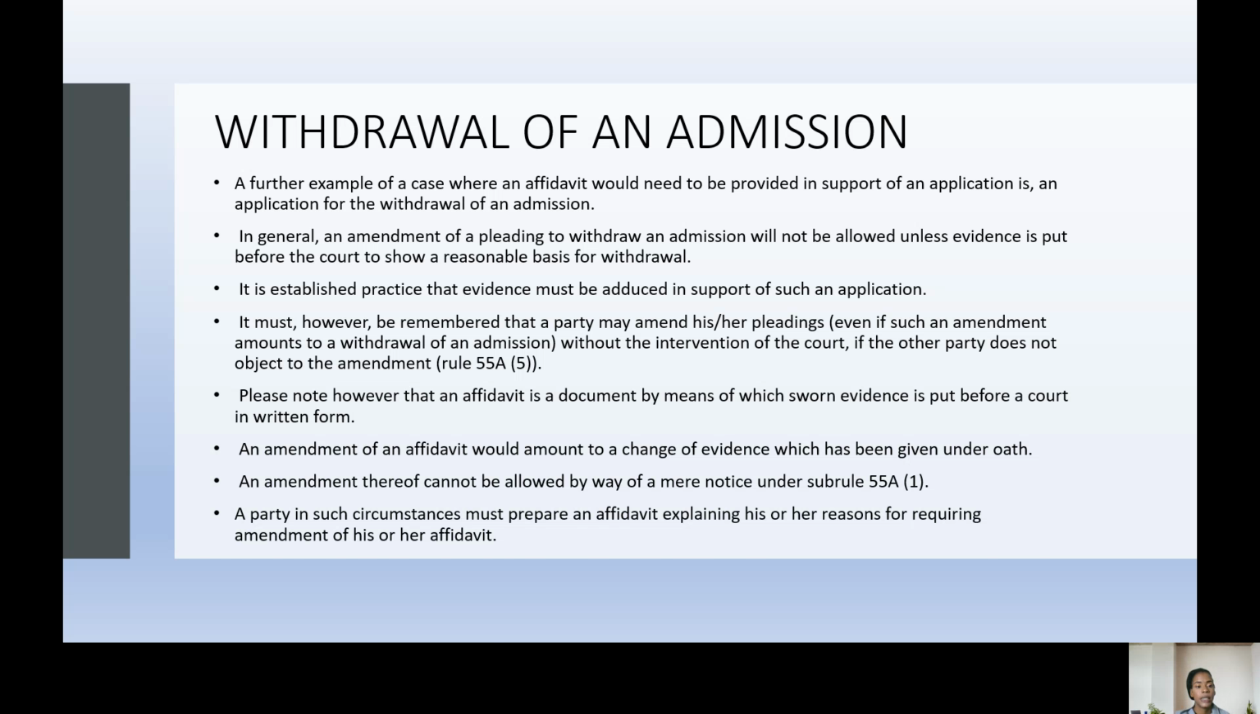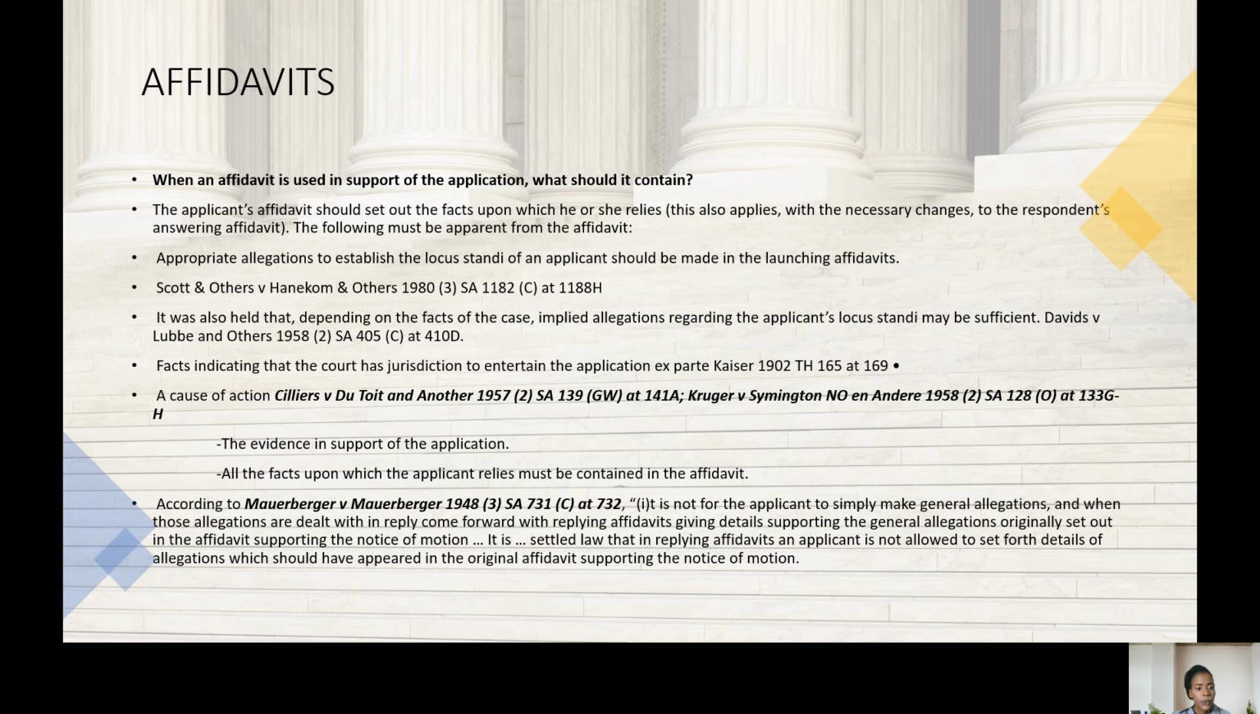Affidavits. When an affidavit is used in support of the application, what should that affidavit contain? The applicant's affidavit should set out the facts upon which he or she relies. This also applies, with the necessary changes, to the respondent's answering affidavit. The following must be apparent from the affidavit.